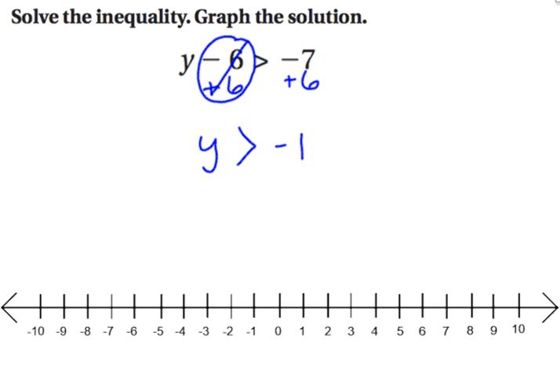That means we're going to do an open circle at negative 1. And then our line is going to go in the direction of all the numbers greater than negative 1. So that's going to be all these positives over here. And I'm going to put an arrow on the end to show that it keeps going in that direction forever.